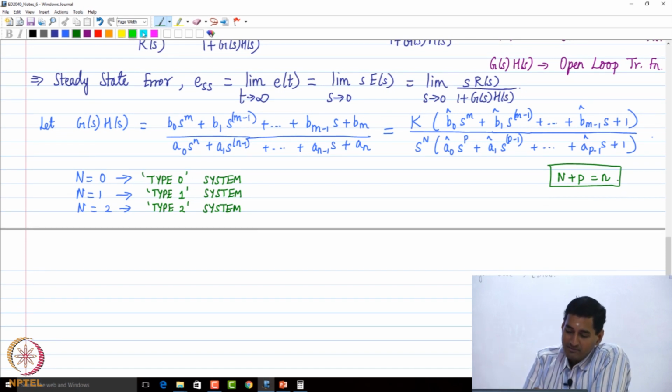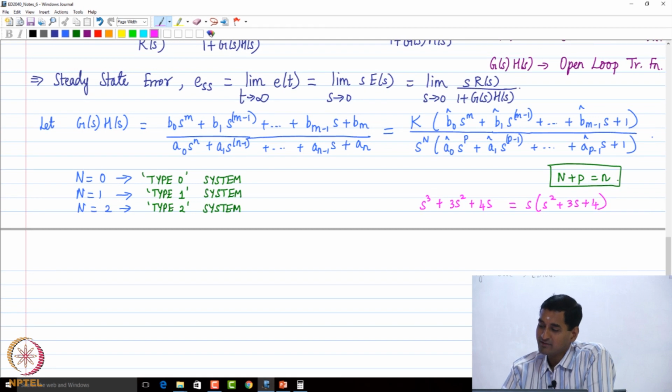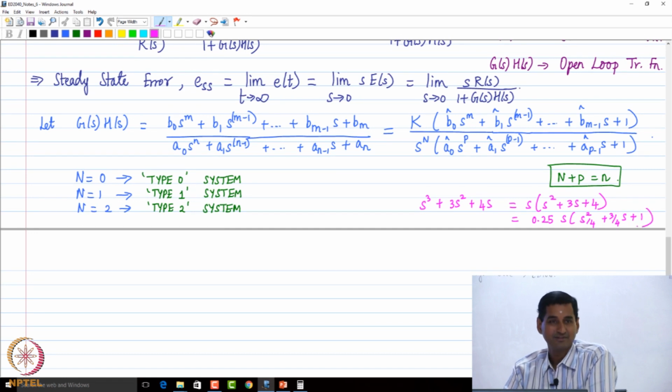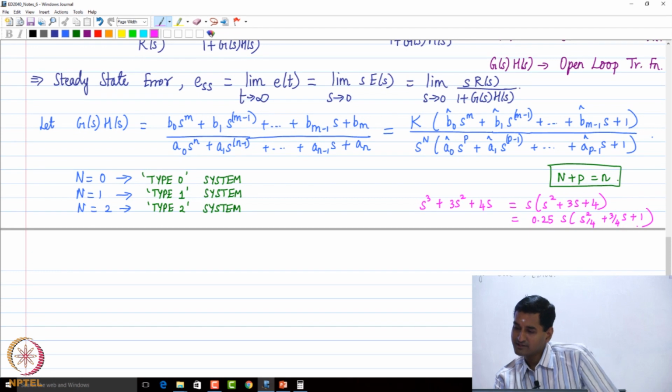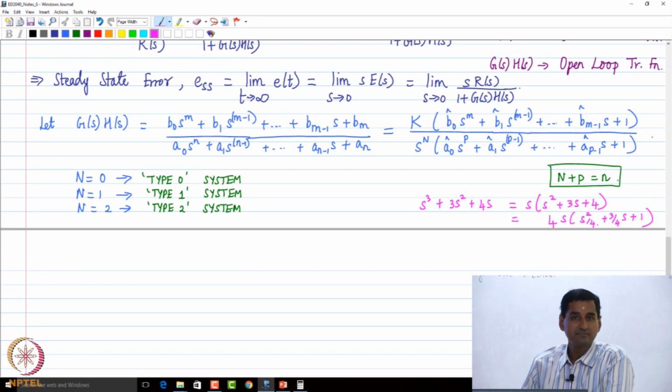Let me give an example, maybe let me try to convey it better. Let's say I had the denominator to be this, plus 4s. What can I do? I can do this. Then I can also do this, 4 plus 3 by 4s plus 1. Am I correct? That's what I have done. Did I do it correctly? No, this is 4. I am pulling out 4, then I will get this. Correct?